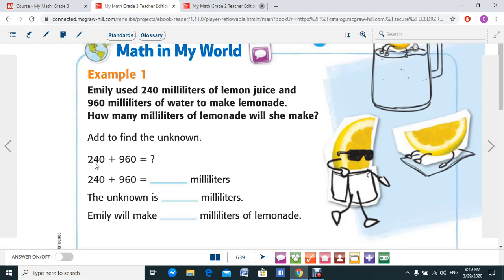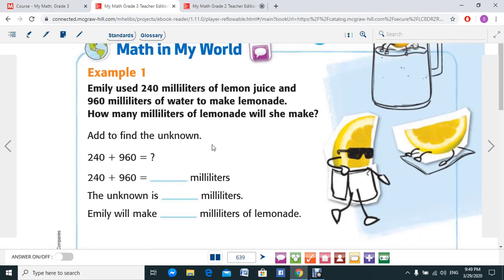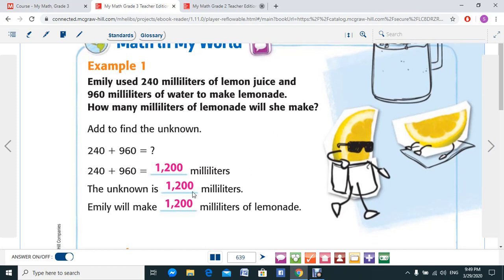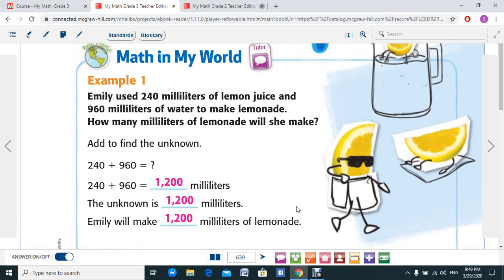240 millimeters. So we will write it. What is the capacity or the liquid volume of water? 960 millimeters. So I will write it. I will add both of them to find how many millimeters are in all. It is an addition question, so you're supposed to find the answer easily. The unknown is 1200 millimeters of lemonade.